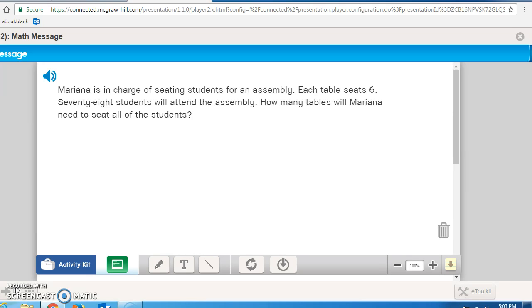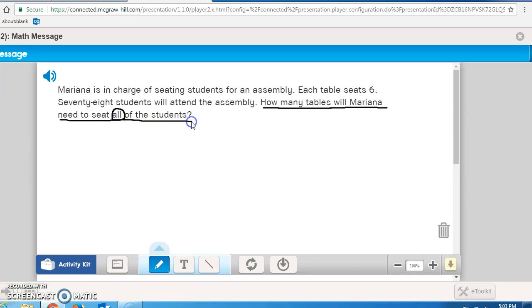What is this problem asking you to do? What are we trying to solve? And hopefully you're realizing we're trying to solve how many tables Mariana will need to seat all, look at that key word there, all of the students. So in order to find the number of tables needed, we're going to have to divide in order to figure out our answer. All right, so we have a total of 78 students.